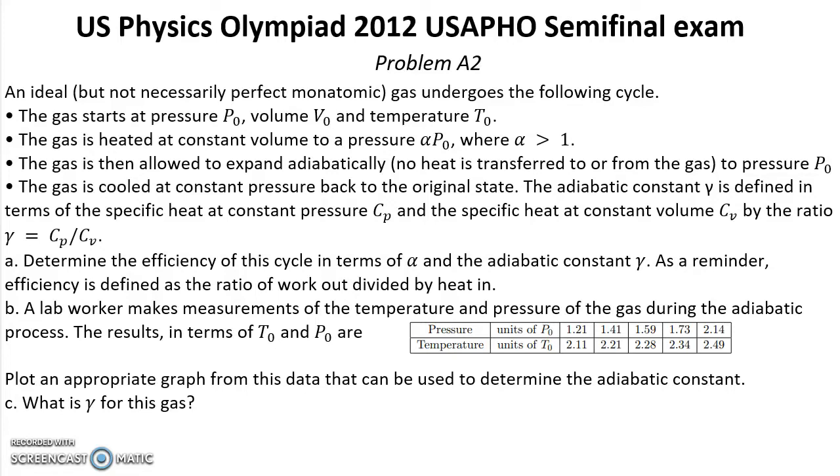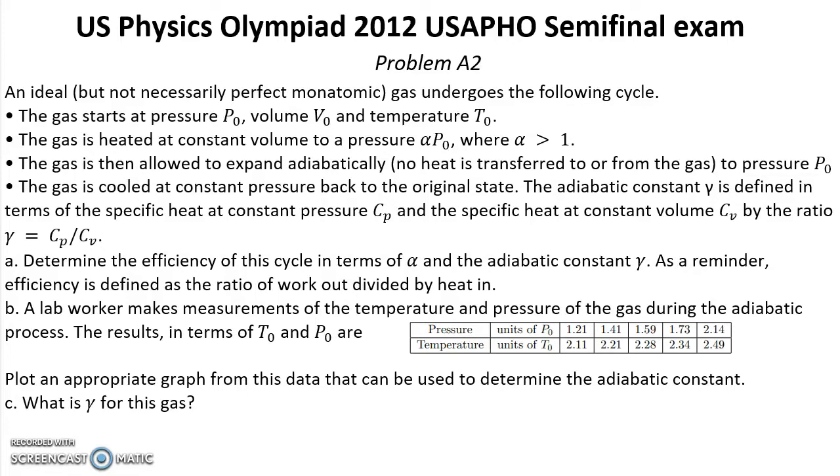The adiabatic constant gamma is defined in terms of the specific heat at constant pressure Cp and the specific heat at constant volume Cv by the ratio gamma equals Cp over Cv. Questions. A. Determine the efficiency of this cycle in terms of alpha and the adiabatic constant gamma. As a reminder, efficiency is defined as a ratio of work out divided by heat in.